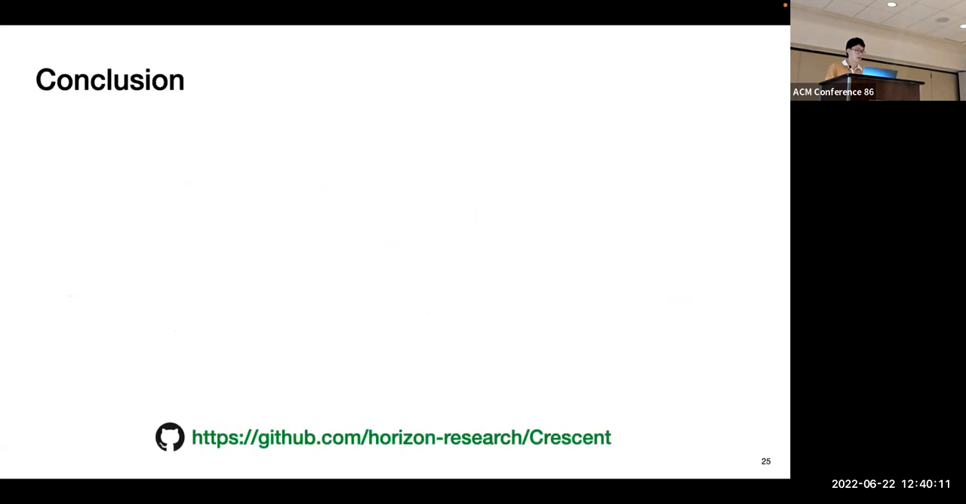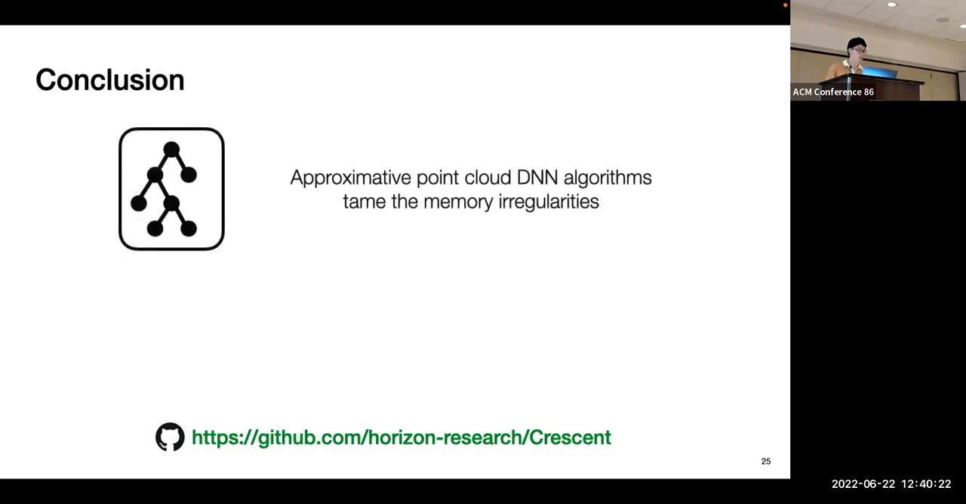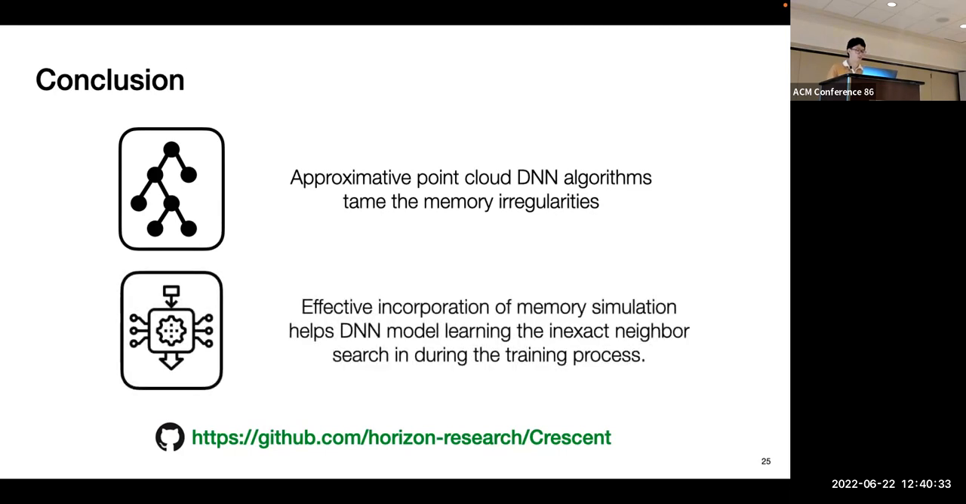So in summary, nowadays point cloud has become an important modality in many computer vision tasks. However, memory irregularity in point cloud algorithms makes it hardware unfriendly. To tame the memory irregularity, our key idea is to approximate operations in point cloud DRAM using selective bank conflict elision. However, a naive implementation will introduce significant accuracy drop. So to regain accuracy, we incorporate a memory access simulation model into the training loop so that the DNN model can adapt to any deliberate information loss during inference. So that's the end of my talk, and I'm happy to take any questions.